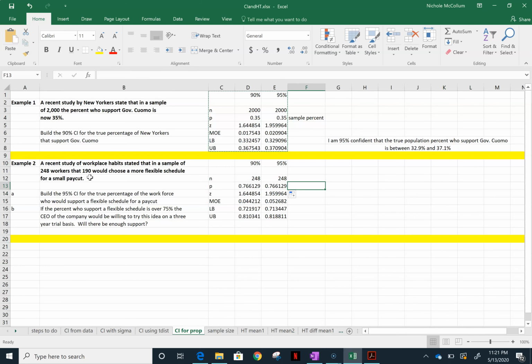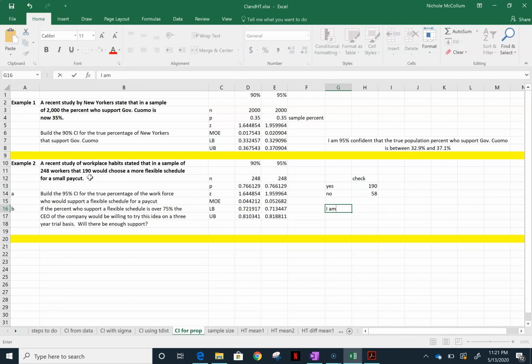Some people just like writing it in, right? Some people like writing in the yes and the no. How many yeses do you have? I have 190 that would support. How many no's do you have? I have 248 minus 190. I have 58 people. Both of them are above 5, and so my checks are good. And that's awesome to have, all right? It's awesome to make sure we have the checks, because if your checks don't work, you're screwed. This whole confidence interval is garbage, and your statement will be garbage.